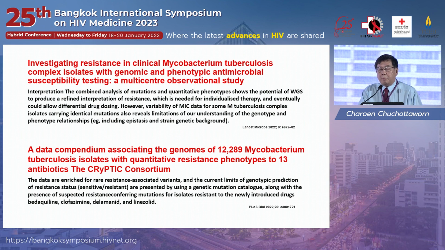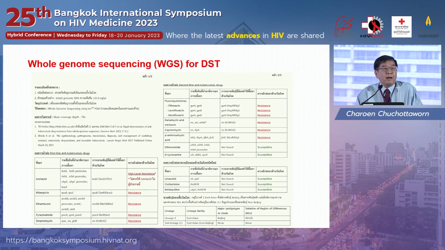Two studies published last year tried to collect the MIC data of 10,000, 15,000 M. tuberculosis isolates and compare, especially this CRyPTIC consortium, they tried to compare the MIC with the genotype. In the same study, they studied the whole genome sequence and then compared. So it means that in the future, if we have large enough data to compare the genotype and the phenotype, we can use the genotype, the whole genome sequencing, to determine the drug resistance of TB.